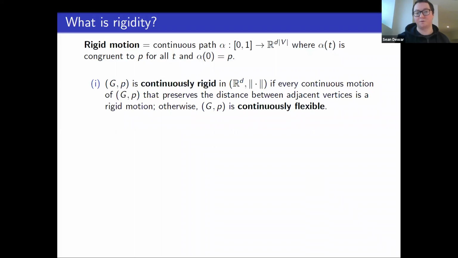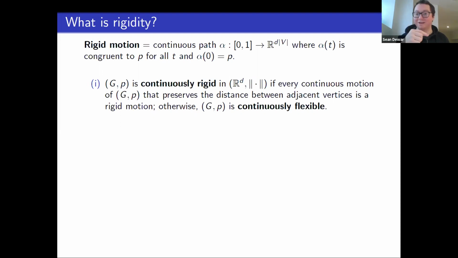Okay, so the first of our 3 types of rigidity we're going to be looking at is continuous rigidity. This is the type of rigidity I always think of as rigidity. Can you move the vertices without changing the distance between adjacent vertices? So we're going to say it's continuously rigid if every continuous motion of the framework that preserves distances between adjacent vertices is a rigid motion, and it's continuously flexible if that's not true. So if it has a continuous motion that preserves the distance but is not a rigid motion. Okay, those are the 2 different types.